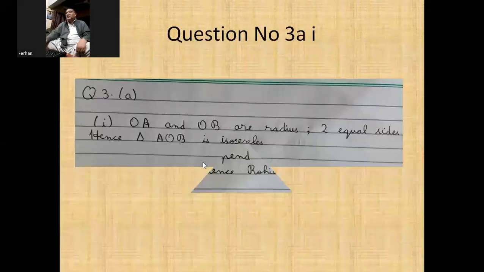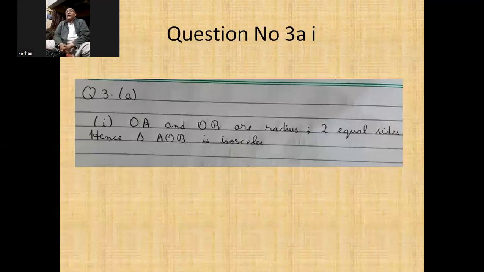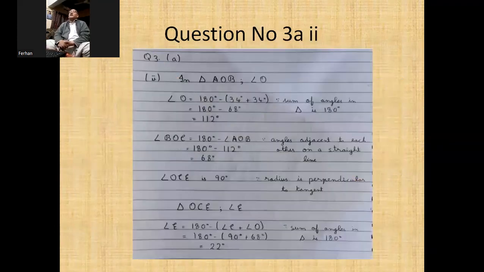Okay, OA and OB are radii, two equal sides, hence the triangle AOB is an isosceles triangle. So in the triangle AOB, I showed you that triangle AOB is isosceles. So the angle at O you can find out. That will be 180 minus 34, and that will be 112.